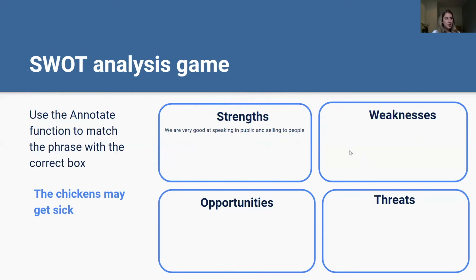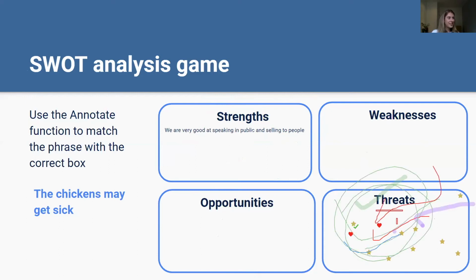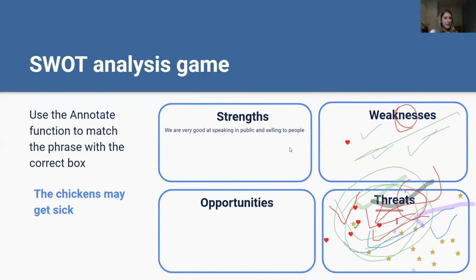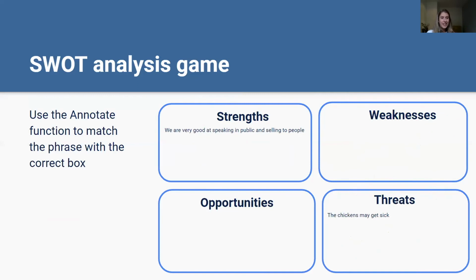So the next phrase is, the chickens may get sick. Is that a strength, a weakness, an opportunity, or a threat? Once again, most people are going for the same thing. Most people are saying it's a threat. One person says it's a weakness. Okay, you're a bit more divided this time. Lots of votes already, so let's have a look at the answer. It is a threat because it's a negative external factor which could affect your business, but it hasn't happened yet.